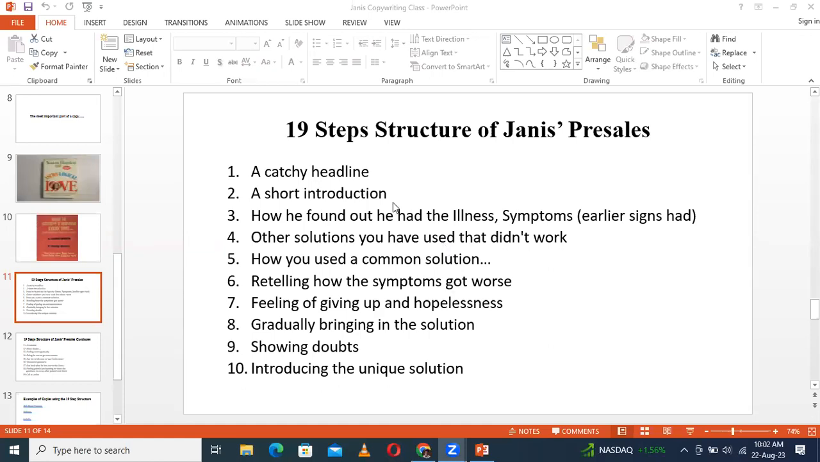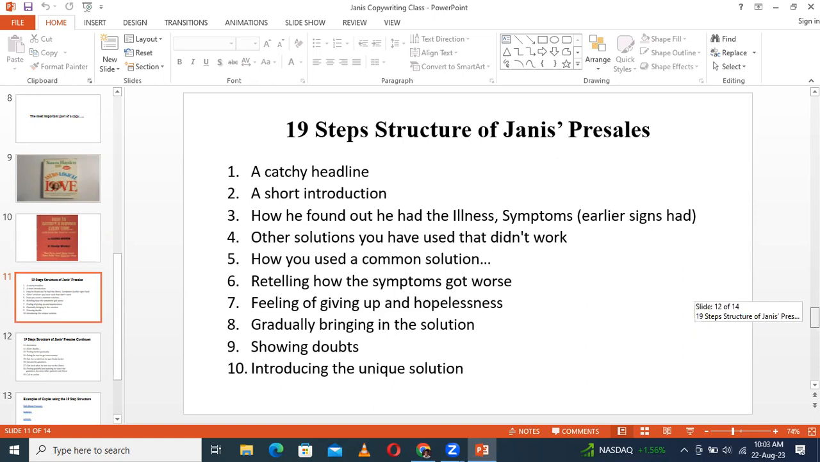So now you've identified your customer avatar using all those tools to know what questions they are asking and what they are going through. Once you know all those things, you can then begin writing. To make it easier for you, I created this 19-step structure of a Janice pre-sale.